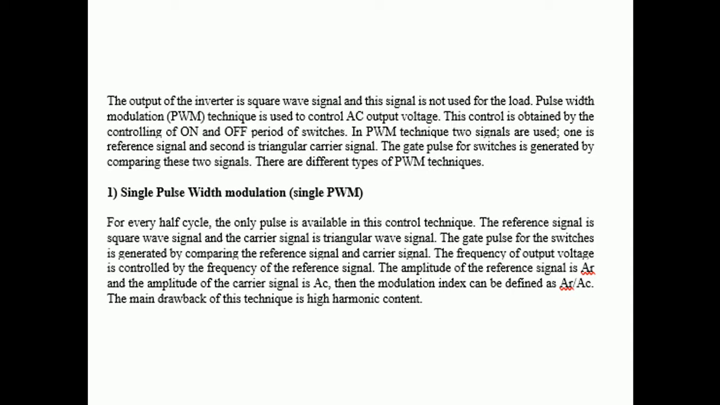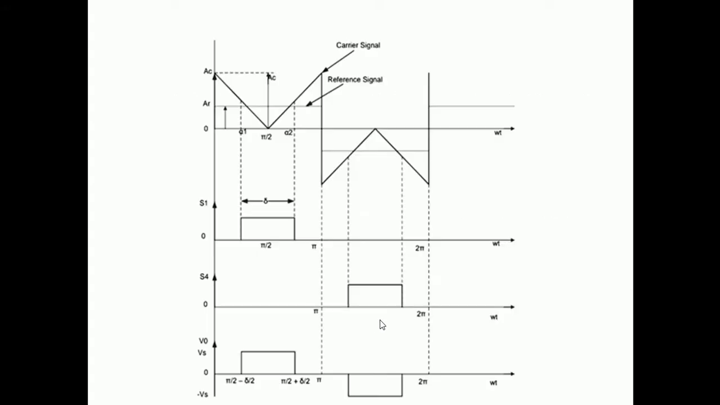The frequency of output voltage is controlled by the frequency of the reference signal. The amplitude of the reference signal is AR, and the amplitude of the carrier signal is AC. The modulation index can be defined as AR over AC. So this is the modulation index by which we can control the magnitude of the output signal. The main drawback of this technique is the high harmonic content. Due to the square wave nature, the harmonic contents are high in this type of inverter.